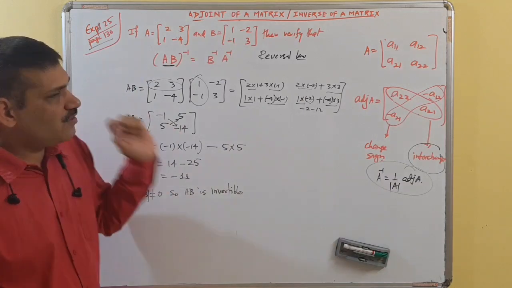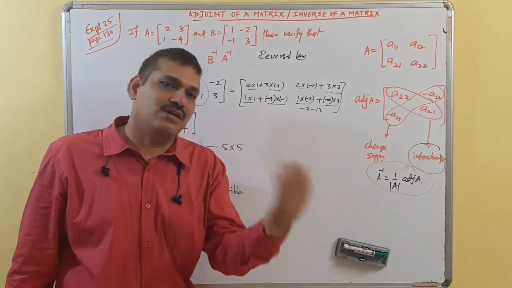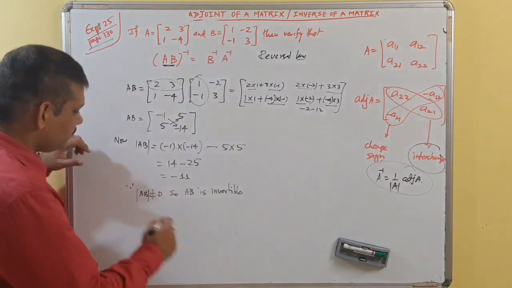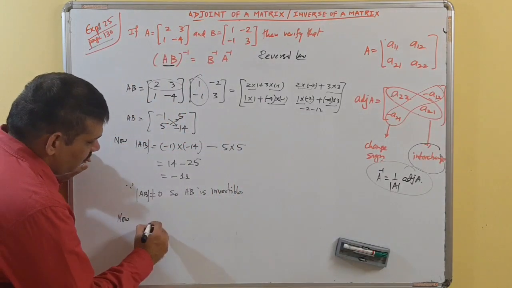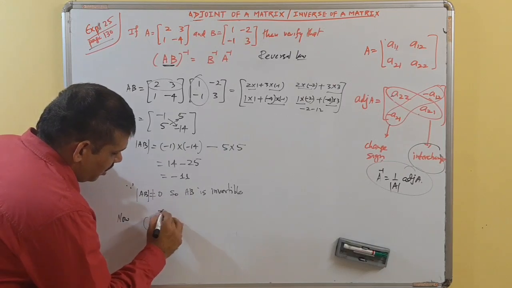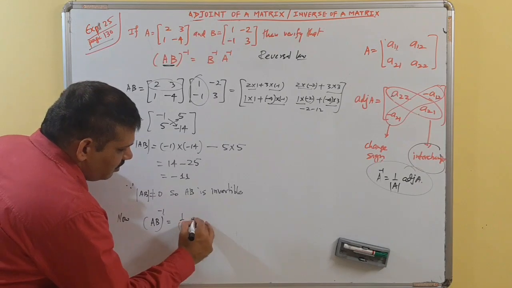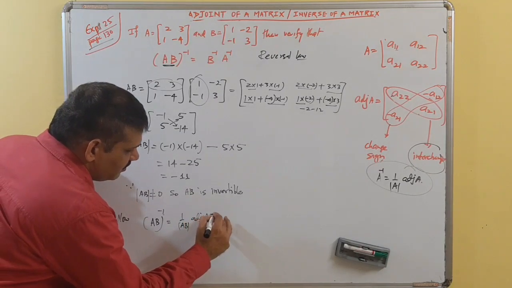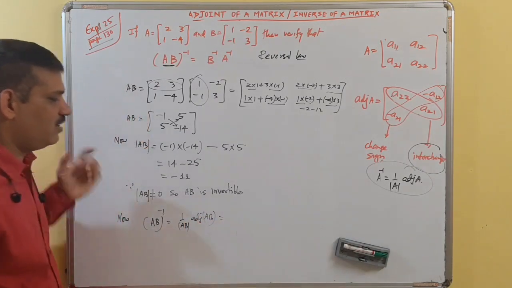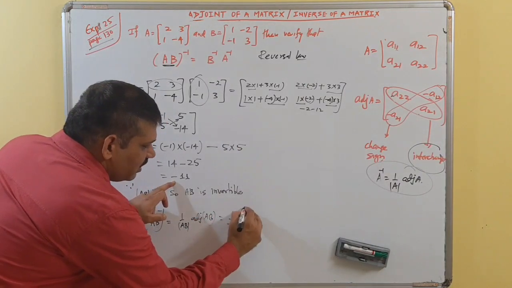To find the inverse of any matrix, first of all we must ensure that it is invertible or not. Now AB inverse. How do we find the inverse of a 2 by 2 matrix? 1 upon determinant of AB into adjoint of AB. 1 upon determinant of AB, that is 1 upon minus 11.